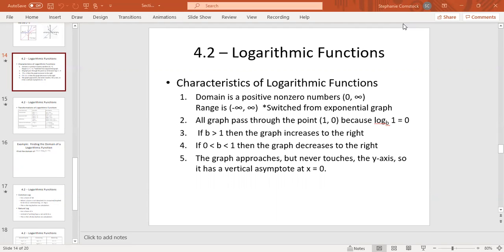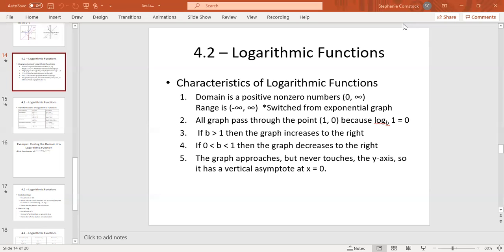Now, every graph is going to pass through the point 1, 0. Again, that is an exact switch of the 0, 1 ordered pair that we utilize in the exponential graph, but it also ties back into that property of log base b of 1 is 0. So we have 1, 0.